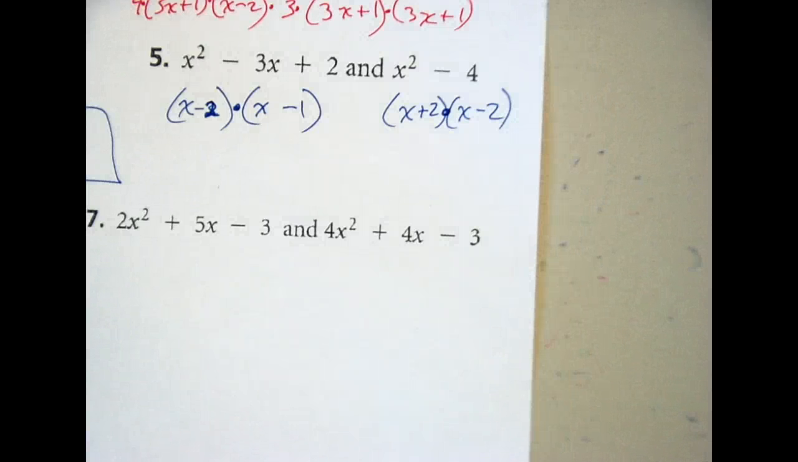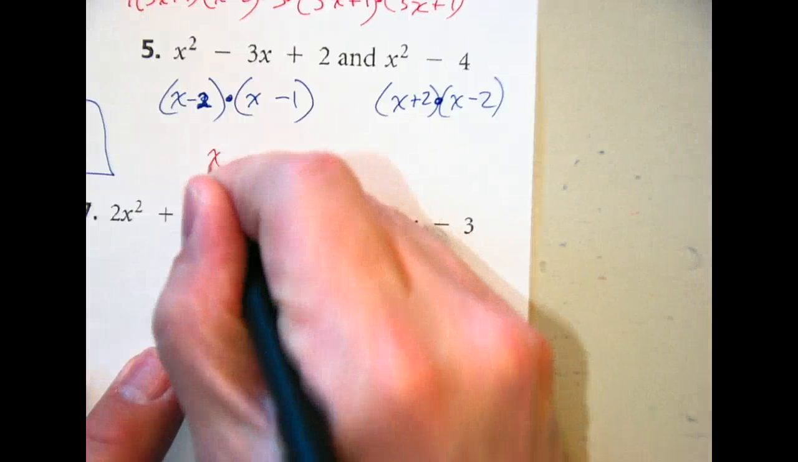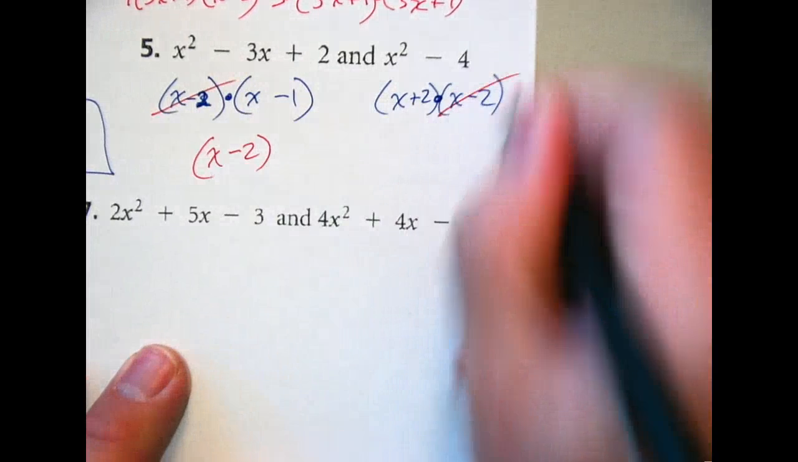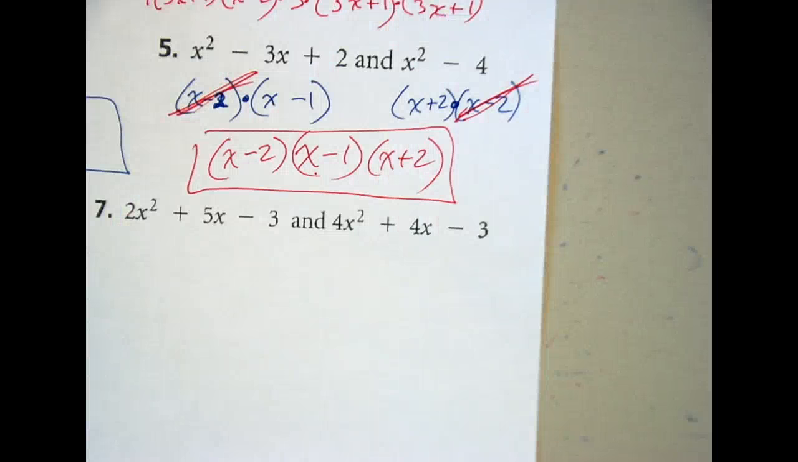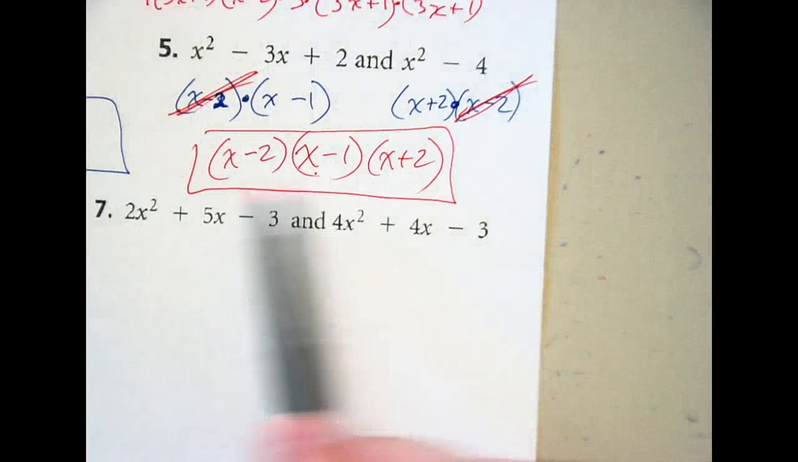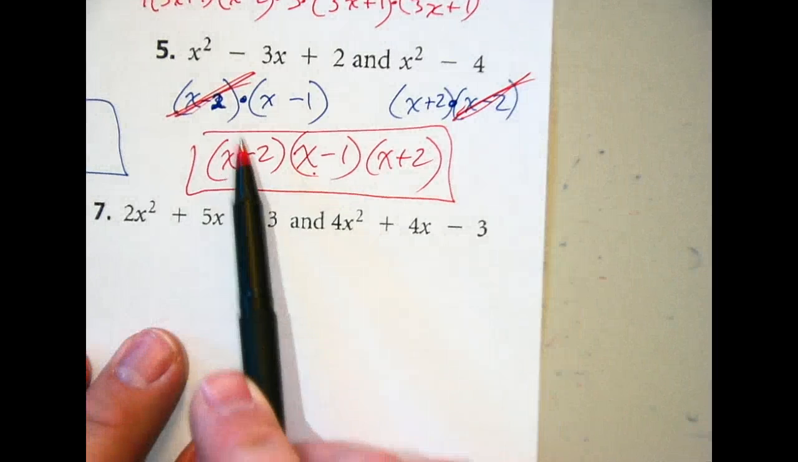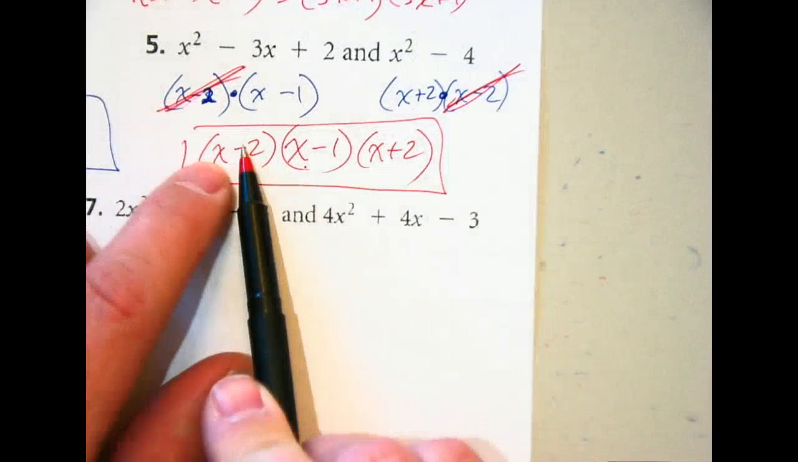Okay, what do they have in common? X minus 2. So we've got that and that gone now. What does this one need? Could you rewrite x minus 2 and x plus 2 as x squared minus 4? You could, but I'd leave it in that form. So you only bring the x minus 2 down, right? Only one of them down because they have that in common.